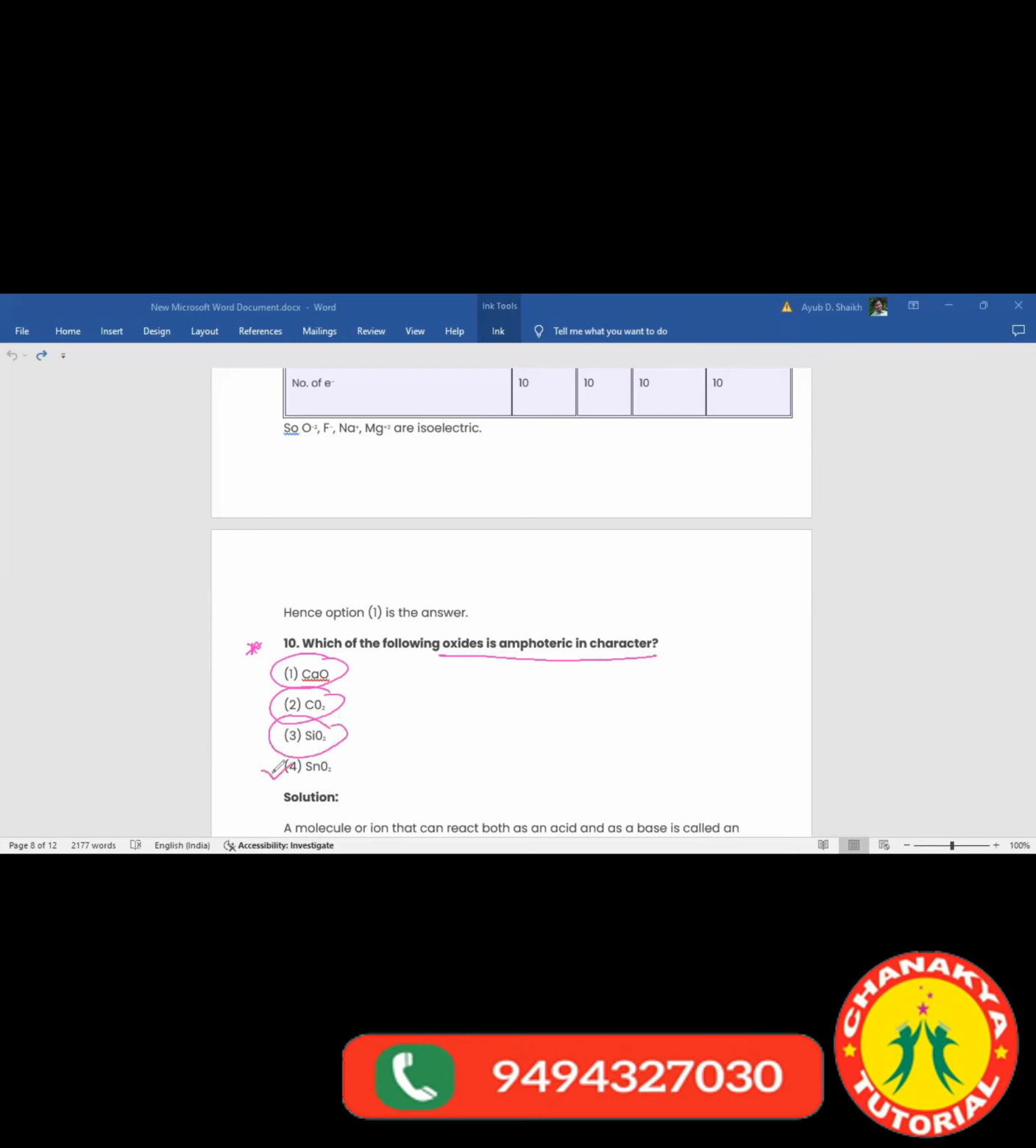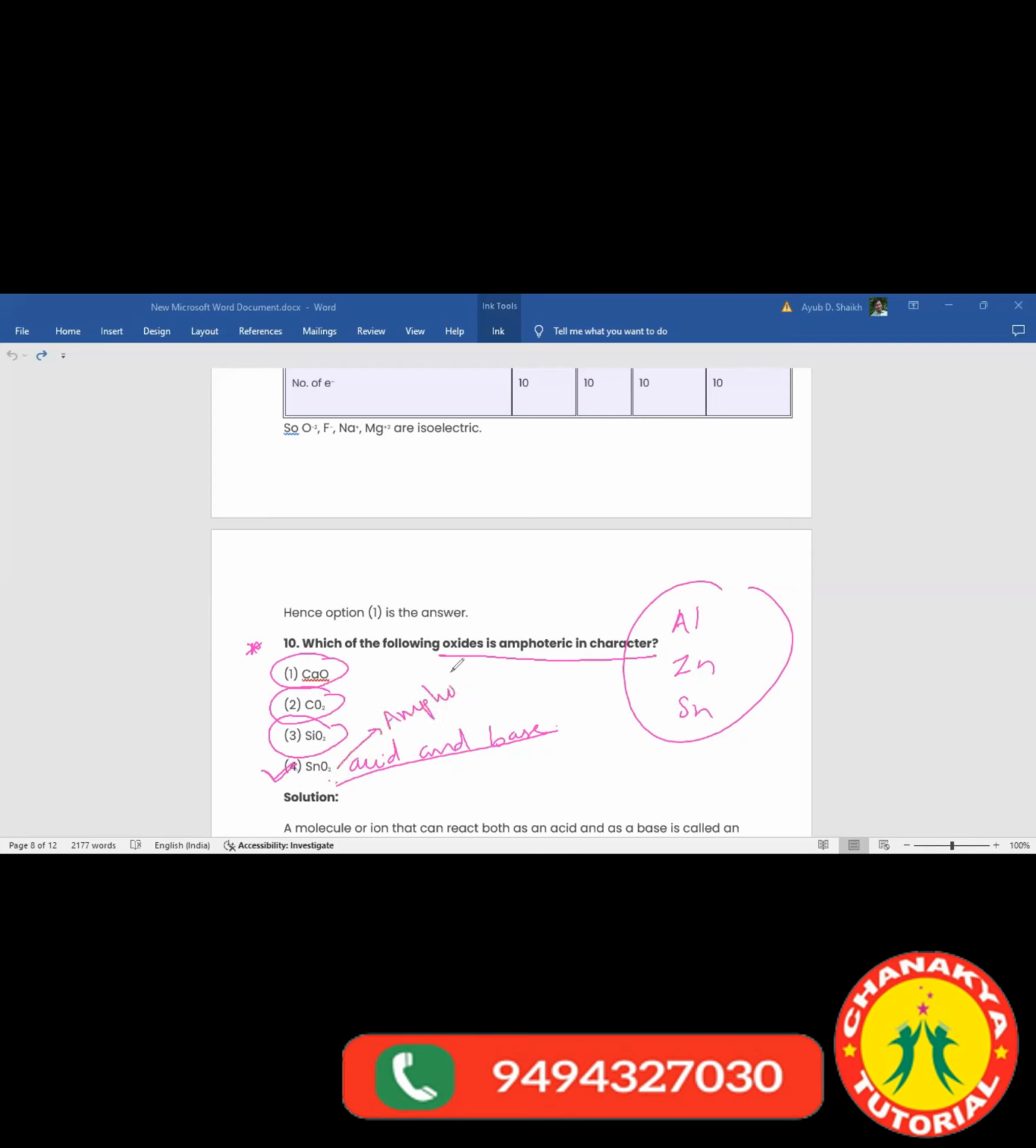So what remains? Stannous oxide, tin. It can react with acid as well as base. There are more amphoteric oxides other than aluminium and zinc. Aluminium, zinc, stannous, many more are there. You can check the periodic table list. You'll come to know which metals form amphoteric oxides. The option SnO2 would be an amphoteric oxide. Please write it down.